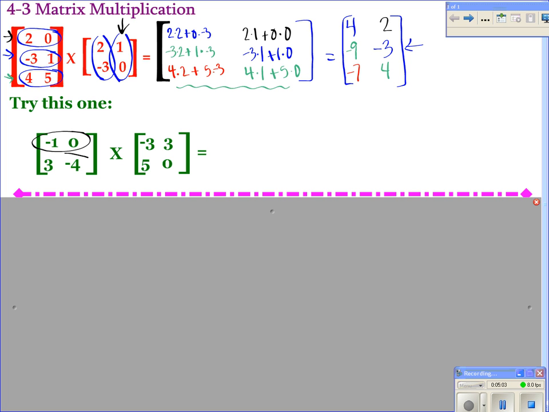Always rows on the first one, columns on the second one. All right. So tell me what my first number will be. 3. Yes. -1 times -3 and 5 times 0. What about the one to the right of that? Right here. -3. What about the one in this corner?